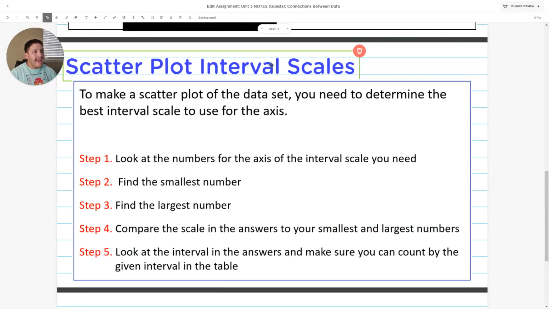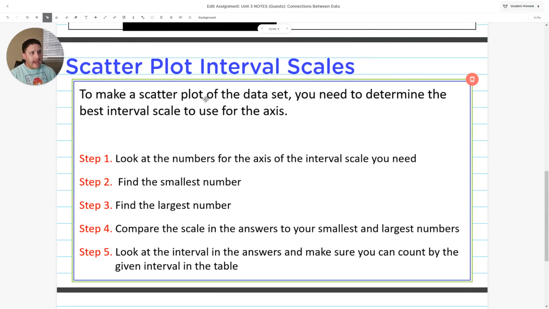Okay, scatterplot interval scales. To make a scatterplot of the data set, you need to determine the best interval scale to use for the axis. To do that, I have a few steps here. Step 1, we're going to look at the numbers for the x-axis of the interval scale. Step 2, we're going to find the smallest number, and then step 3, find the largest. Step 4, we're going to compare the scale and the answers to your smallest and largest numbers. And then step 5, look at the interval in the answers and make sure you can count by the given interval in the table. What do I mean by all of this? Let's look at an example.